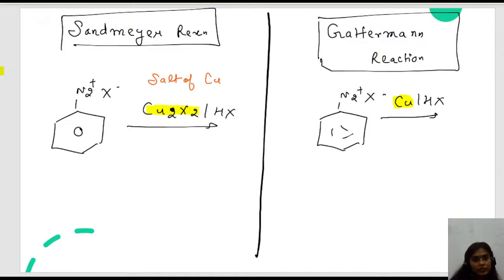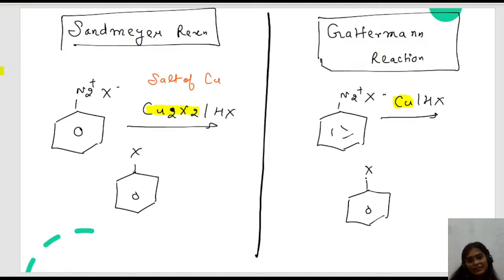Okay, differentiate this. So in this case, what is the product there? That is the final, same product. This is zero, sorry, and then X. And in this case, this is benzene and this is X there. So this is the same product. Okay, this is Gattermann and this is a Sandmeyer reaction. I hope this point is now clear. Okay, Arun?